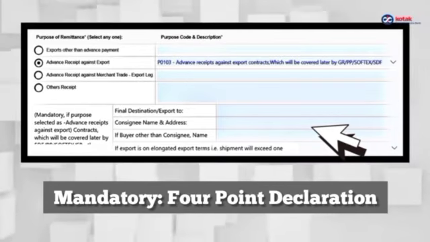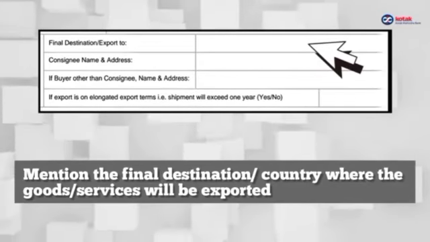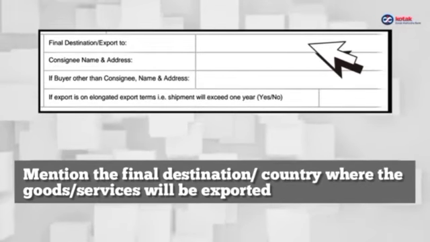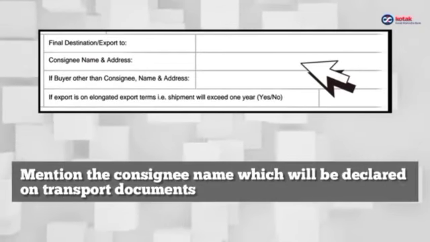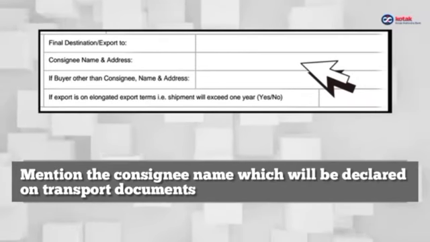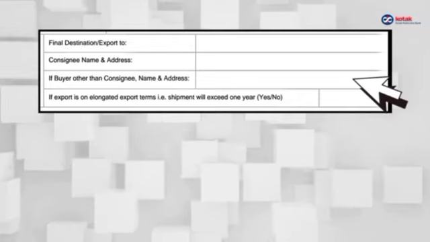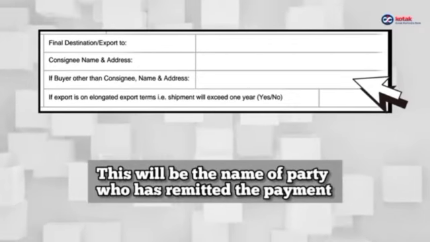Final destination export to. Please mention the final destination country where the goods services will be exported. Consignee name and address. Kindly mention the consignee name which will be declared on transport document. If buyer other than consignee name and address, this will be name of party who has remitted the payment.